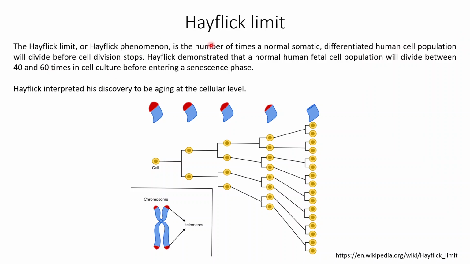So what Hayflick demonstrated was that normal human fetal cell populations will divide between 40 and 60 times in cell culture before entering a senescence phase, meaning that they will stop dividing completely. And he interpreted his discovery to be aging at the cellular level, and he was kind of right, because we see a lot of these things in cells that are essentially becoming senescent over time in people who are aging, like as molecular or cellular characteristics.